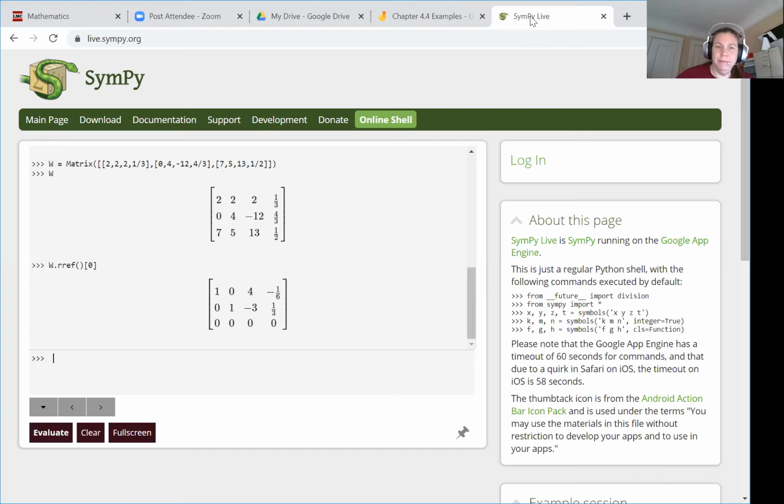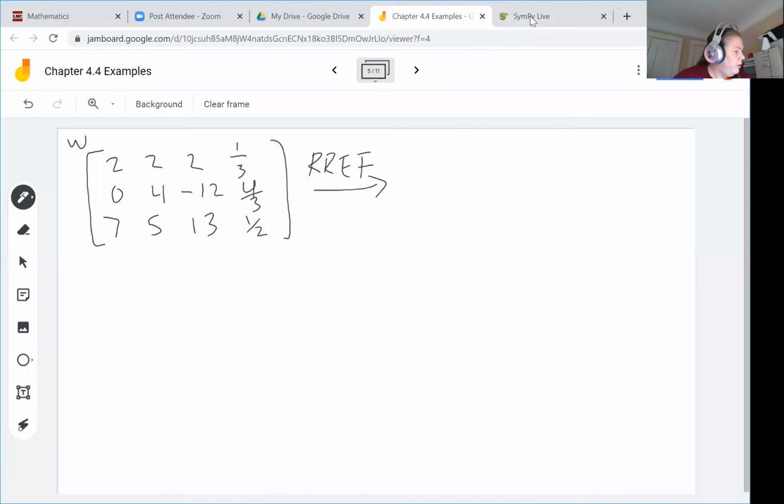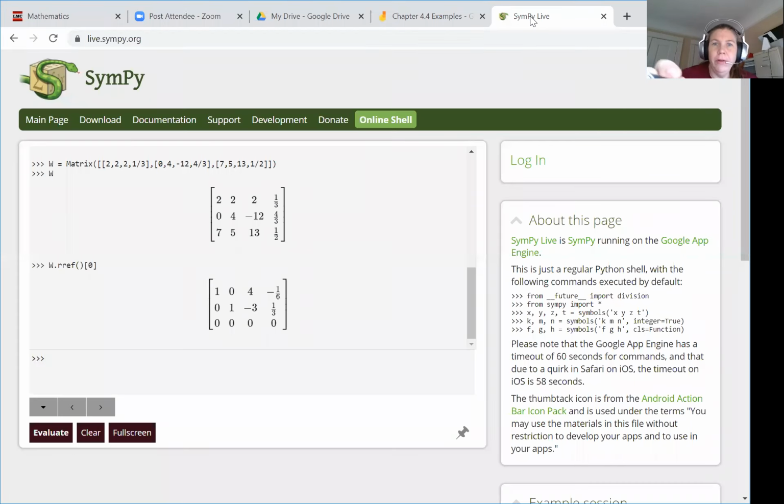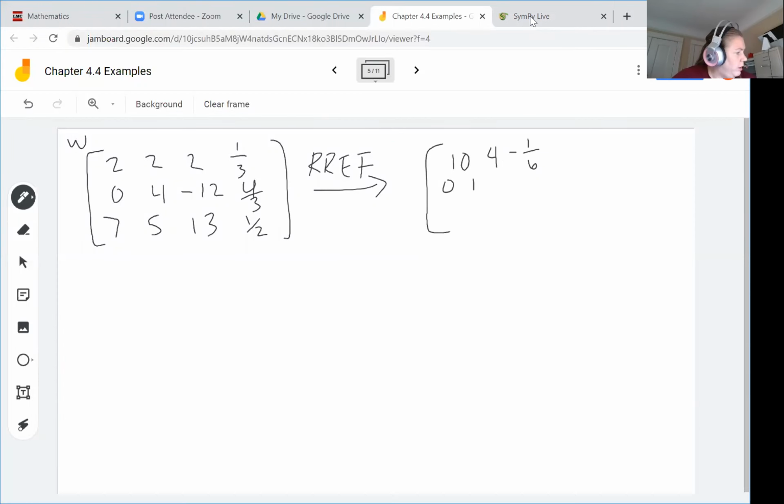So let's take a look at it. So I get here 1, 0, 4, and -1/6 in the first row. And then I have 0, 1, -3, and 1/3 in the second row. And in the third row, I've got all zeros. Okay, so the zeros all in the third row tell me that this has an infinite number of solutions.